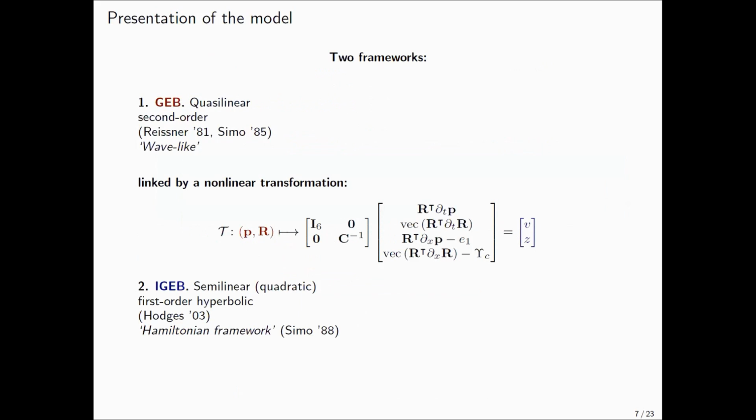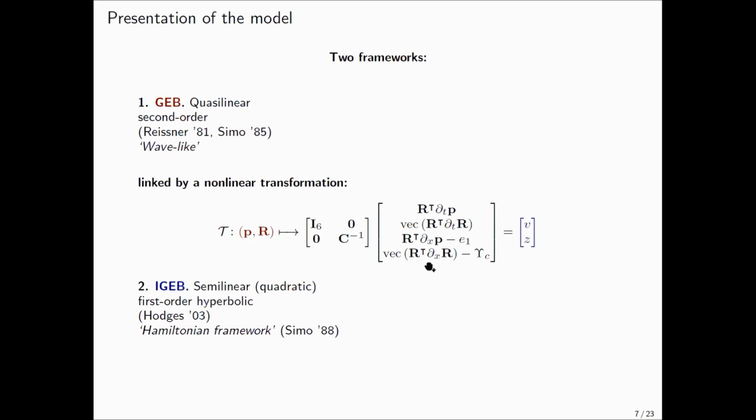And so you have these two frameworks. The first one we just call JEP, a more wave-like framework, second order in space and time. And the second one, since it doesn't involve positions or rotations, but more intrinsic variables, I call it intrinsic JEP, so intrinsic geometrically exact beam model. And this one can be seen to belong more to the Hamiltonian framework.